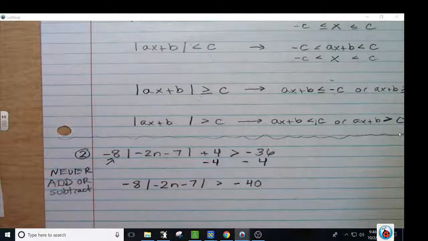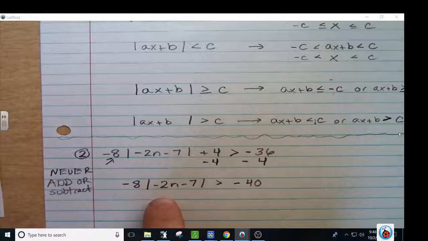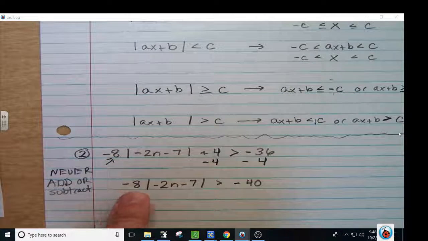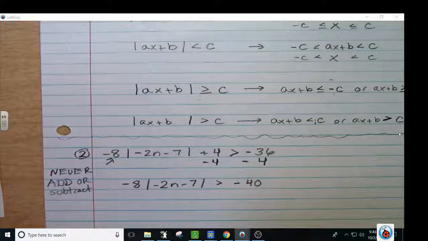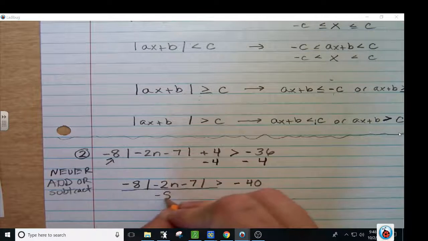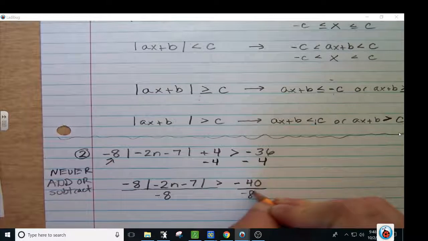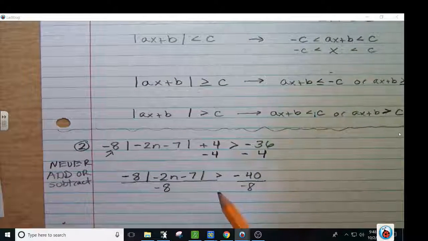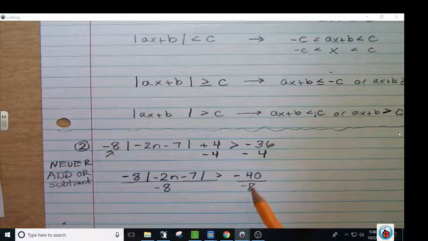Okay. Now, the next thing we're going to do, remember, we never add or subtract this number. Now, this is being multiplied. What's the opposite of multiplication? Division. So you're going to divide that number right there. All right. I'm going to let you guys write that down. Then I want to make sure we take a minute to explain this.